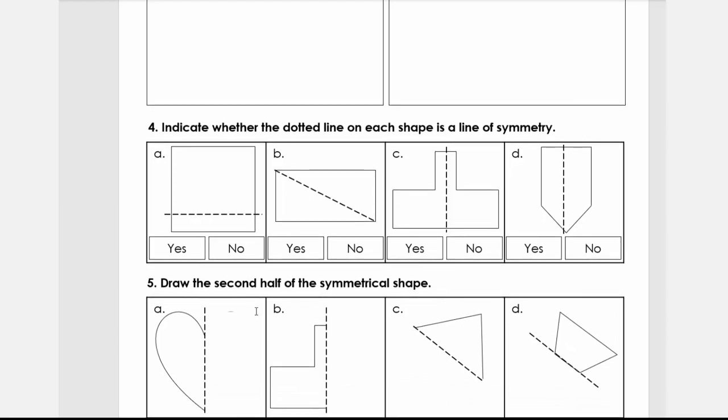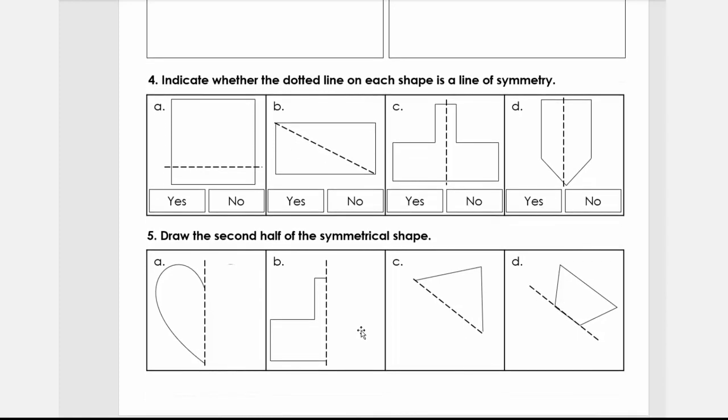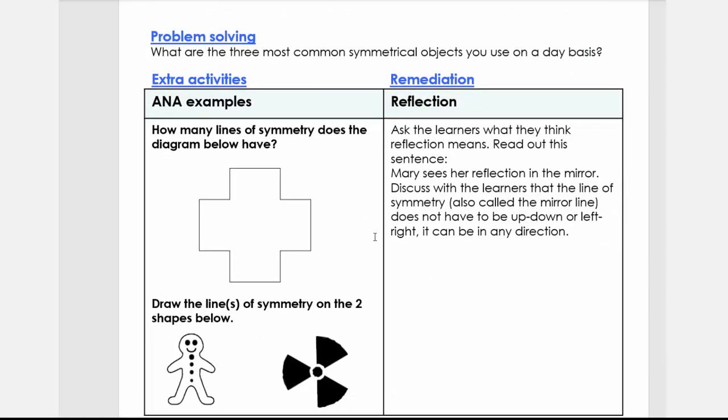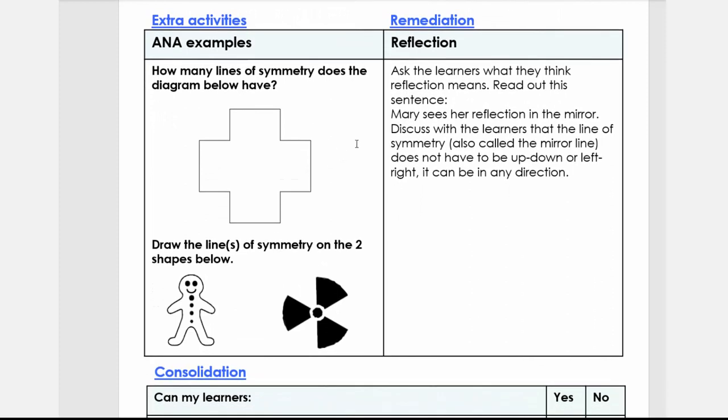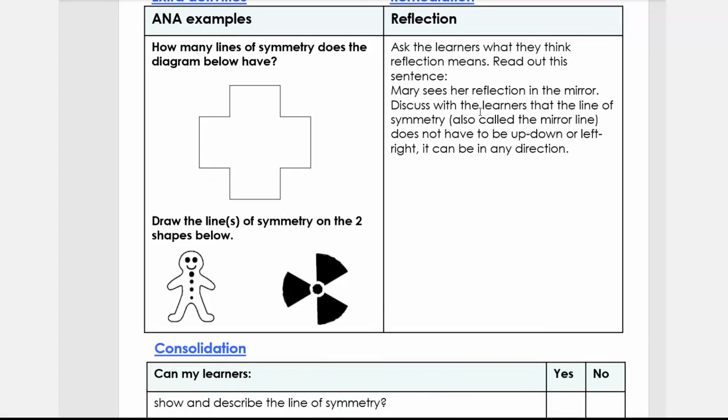Here we drew half of the shape and the line of symmetry, and you need to do the other half. Here you can complete the problem solving. Then you're going to do all the exam or test paper questions, and then we can have a remediation session for those learners that didn't understand the activity.